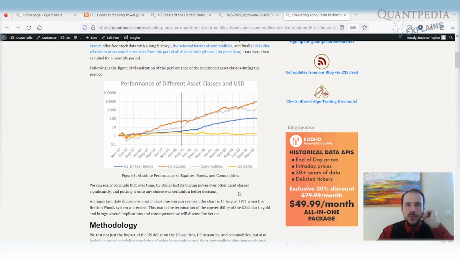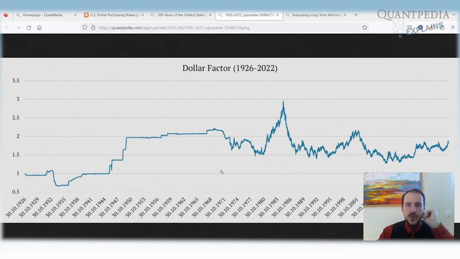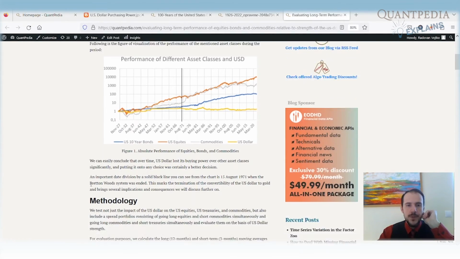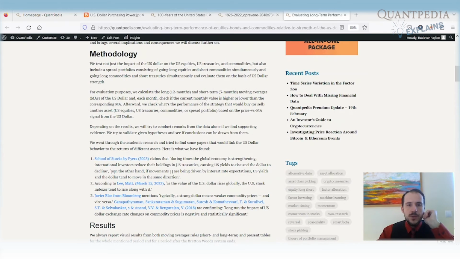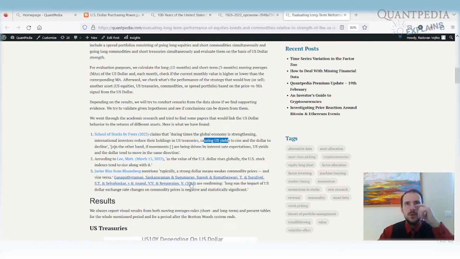But the question is, can we use this chart and the information about the strength of the US dollar to time other financial markets? There are some hypotheses that we tried to test. The first one was that during times of global economic strength, there are reduced holdings in US treasuries. When the dollar declines, US treasuries decline also, and US yields rise. So a strong dollar should signal strong US treasuries. So that's the first.